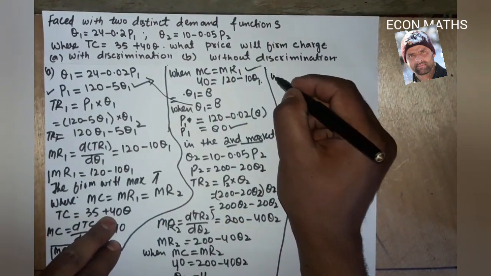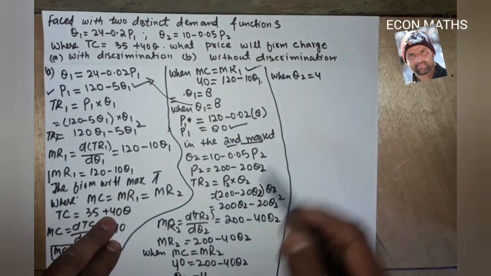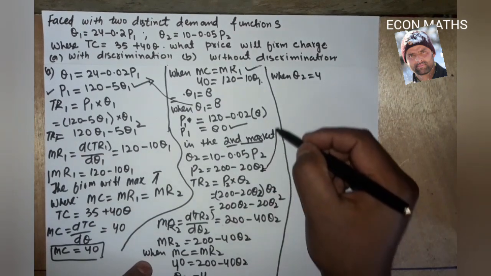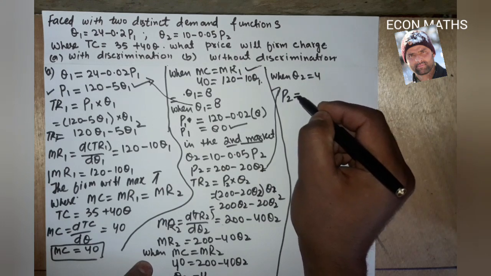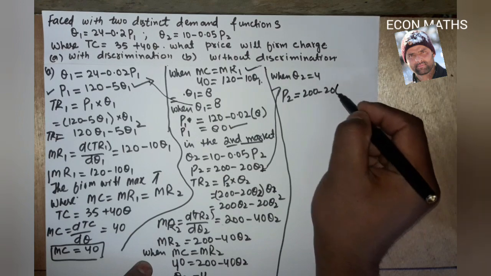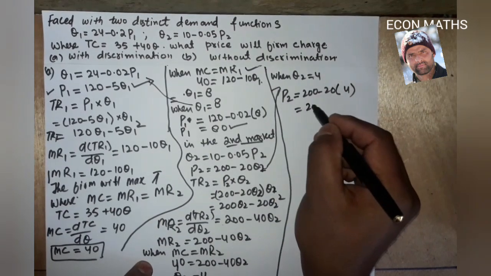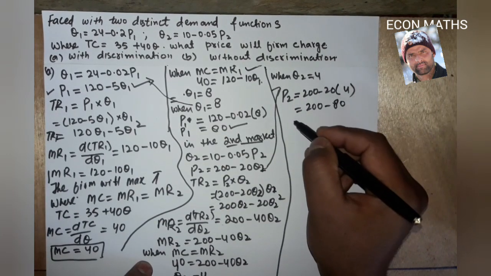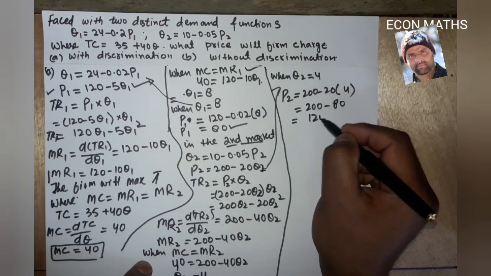Now when Q2 is equal to 4, we will put the value of Q2 in the P2 to get the price. Therefore P2 is equal to 200 minus 20 into the value of Q2, that is 4. Now this will become 200 minus 80, which is equal to 120.